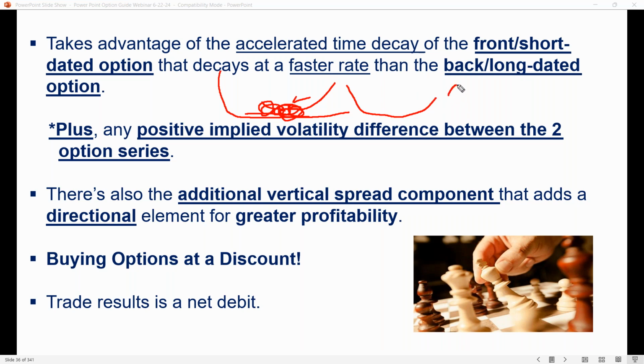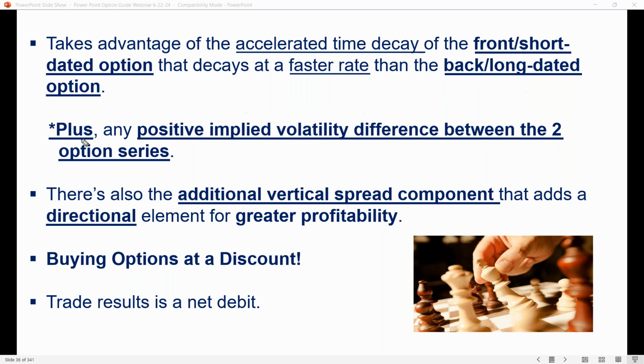If we had a situation where we had a big uptrend and it finally moves down, we can do it with puts. The other plus, though, is it gives us a positive implied volatility difference between the two option series. If the front month or front series has higher implied volatility, this is also going to give us a positive skew. We'll talk about that a little bit more, but these are an outline summary of what they do.